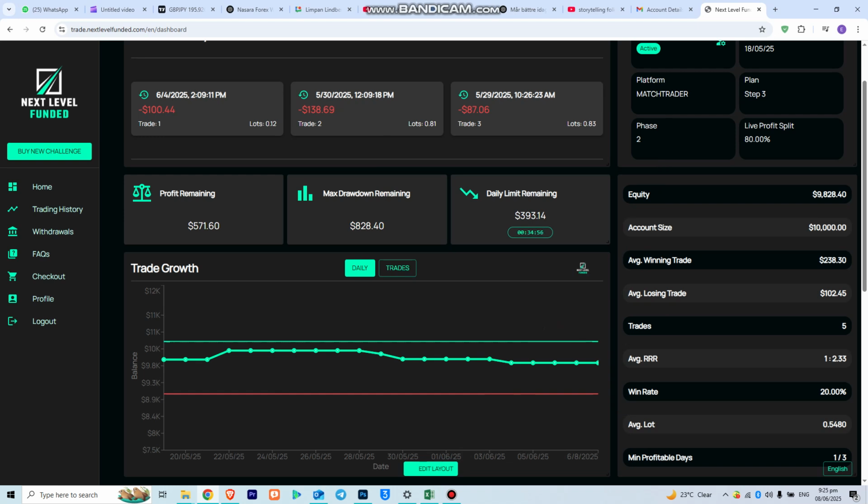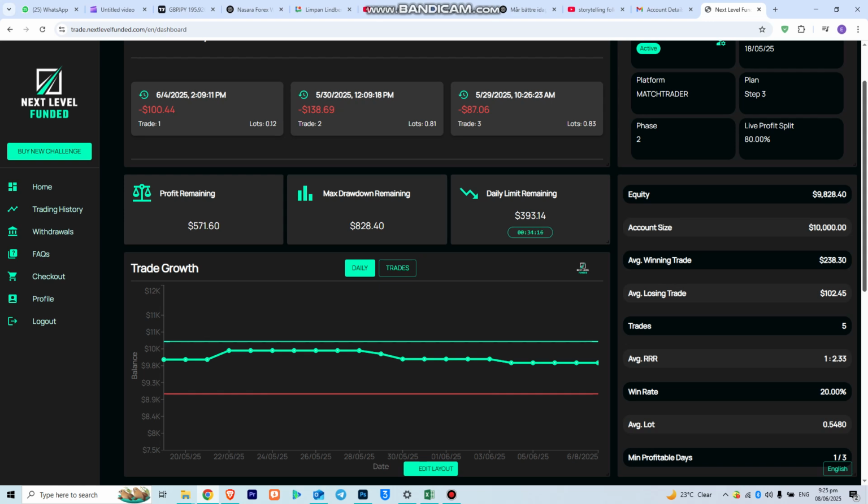Last week I took only one trade because I was quite busy and I didn't do much. So this is a follow-up on the phase two account of my Next Level Funded, and it's quite a great journey. So far on the phase two account, I have one trade at 2%, and I lost about four trades. It's quite a great journey.